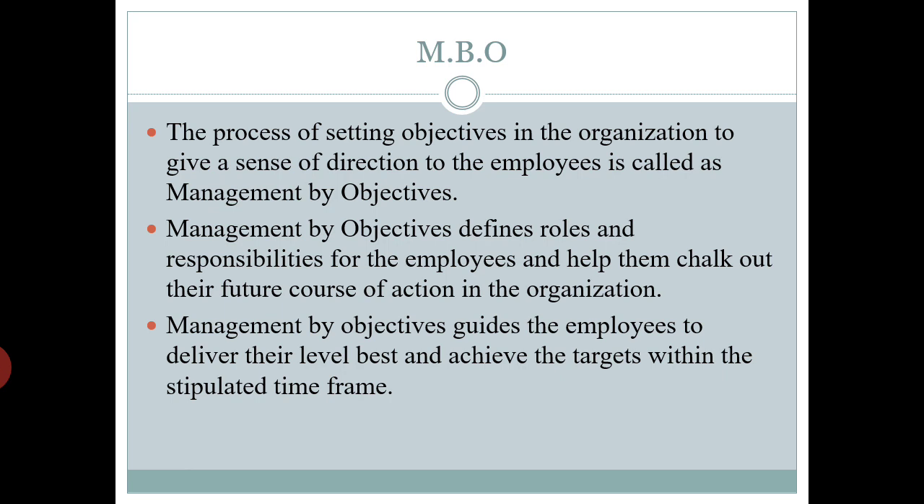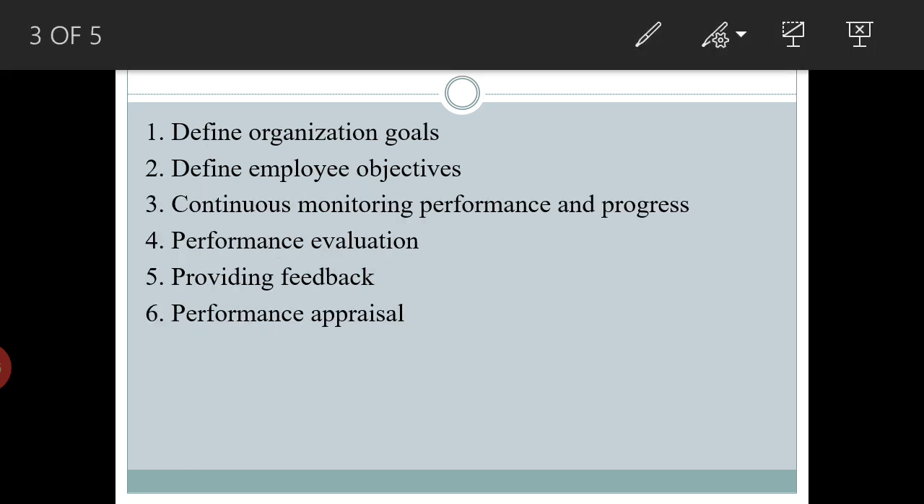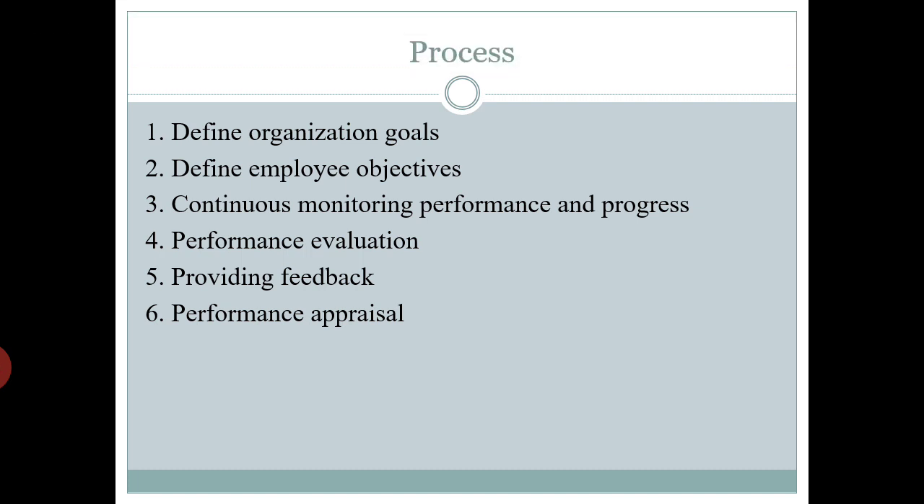So let's see the process of M.B.O. The process of M.B.O includes 6 steps. Which are the 6 steps? First one is define organizational goals. Then define employee objectives, then continuous monitoring of performance and progress, then performance evaluation, then providing feedback, then performance appraisal. So one by one, let's see what are the steps which are included in M.B.O.